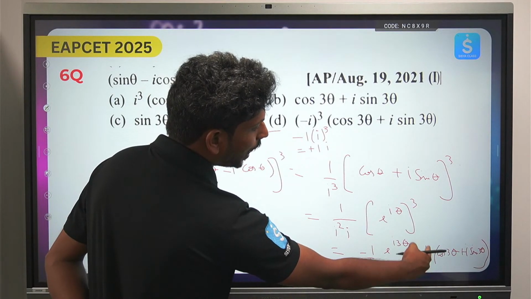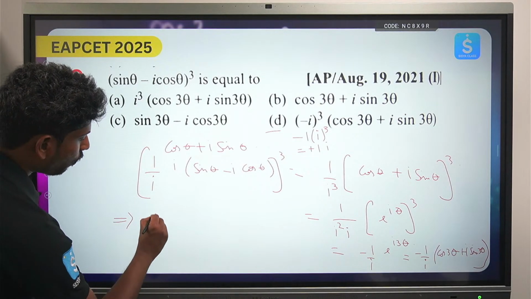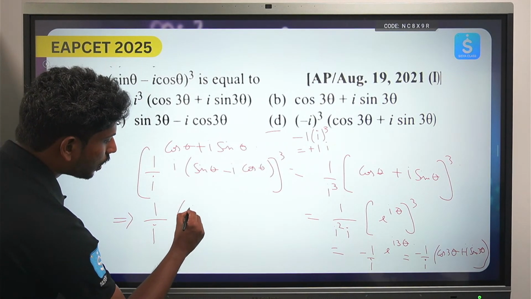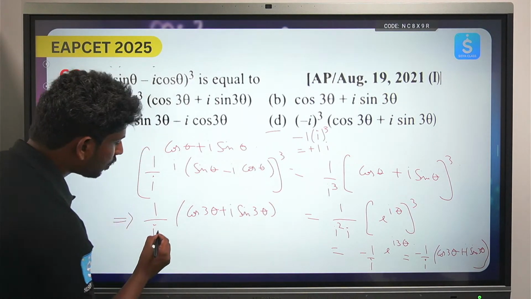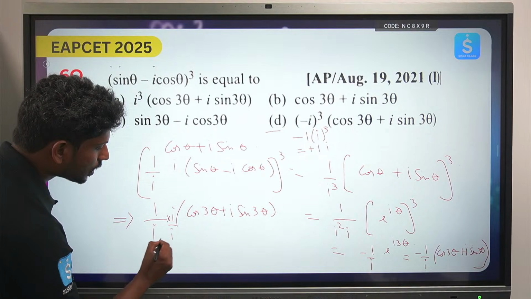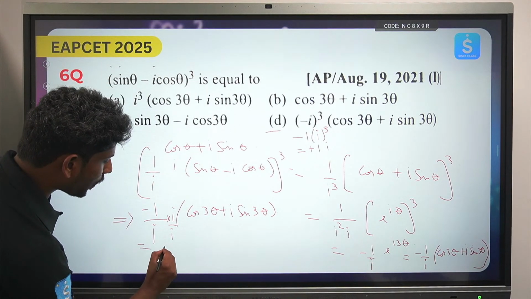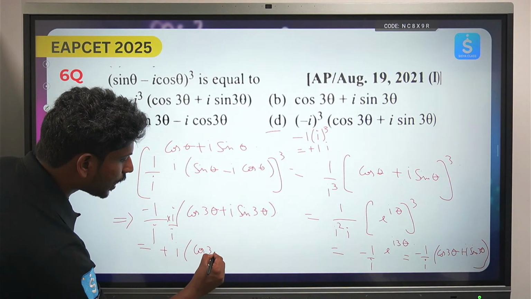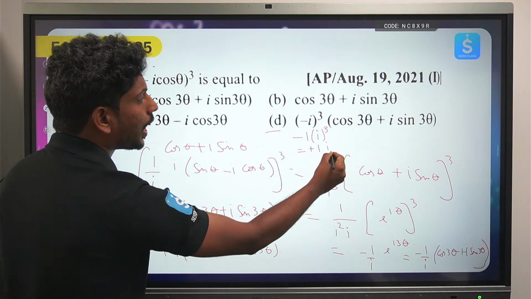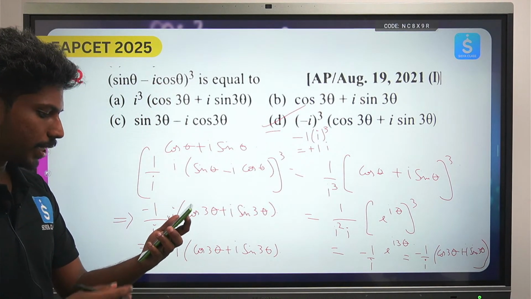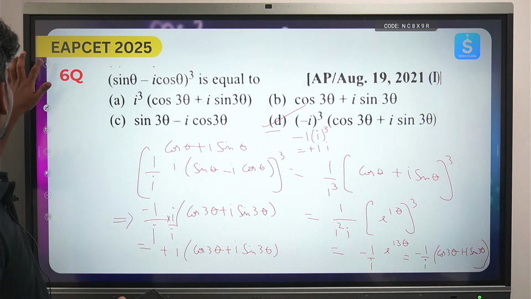So if I multiply i in both numerator and denominator, the final answer I get is 1 by i times cos 3 theta plus i sin 3 theta. Here I am multiplying with i and i, so I get i square, and here I already have a minus sign. So this will become plus i times cos 3 theta plus i sin 3 theta. It is option D. I hope it is clear to everyone. So I got option D after solving. Okay, see the next question.